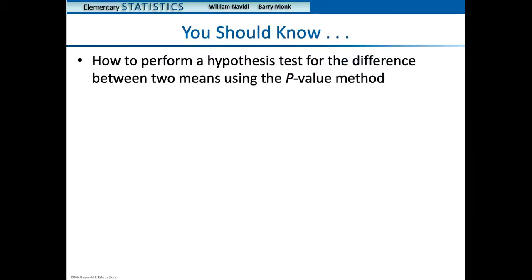Okay, so that wraps up this section. We've looked at how to perform a hypothesis test for the difference between two means using the p-value method.